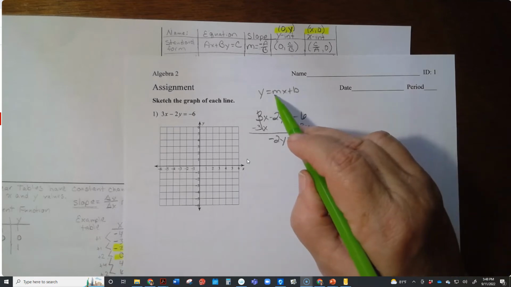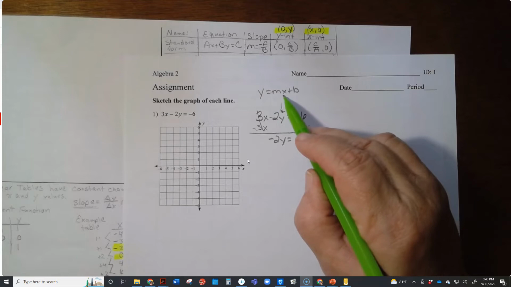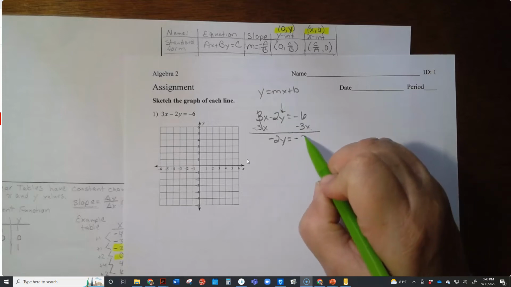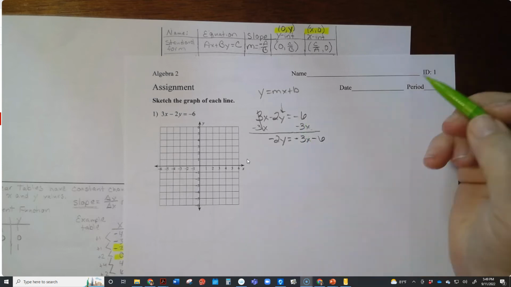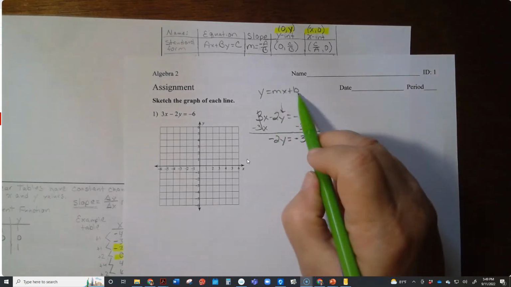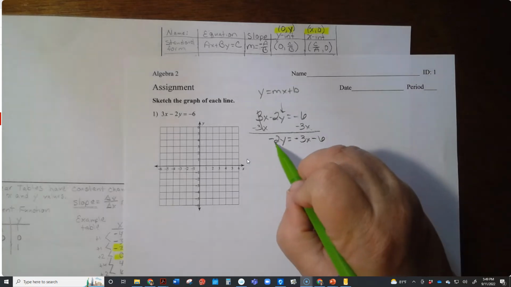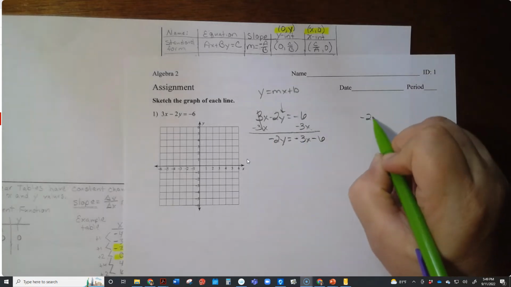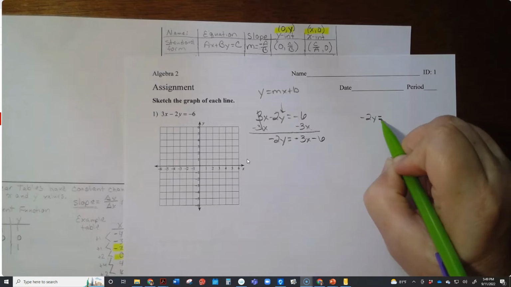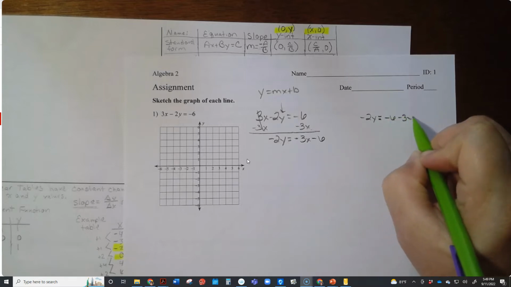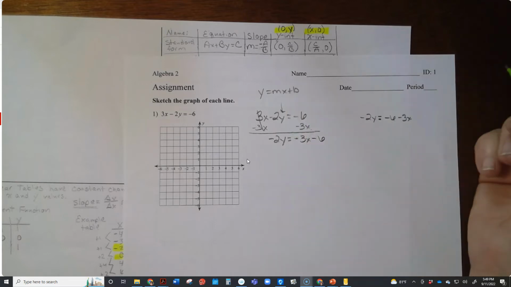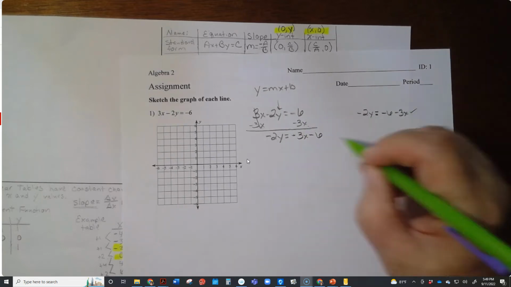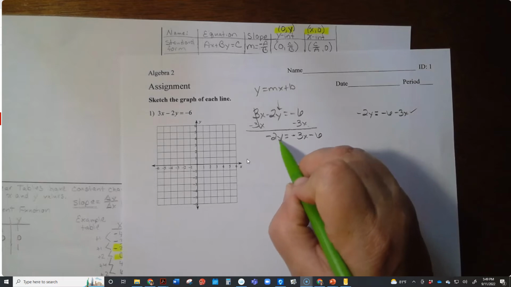The slope-intercept form likes the x term to be first, so I'm going to put the negative 3x first, and then I'm going to put the constant at the end. Just because that's the way. It doesn't matter. If you wrote negative 2y equals negative 6 minus 3x, that's not wrong. It's just not in that form. So this is just as good as this. Let me go back to solving for y though.